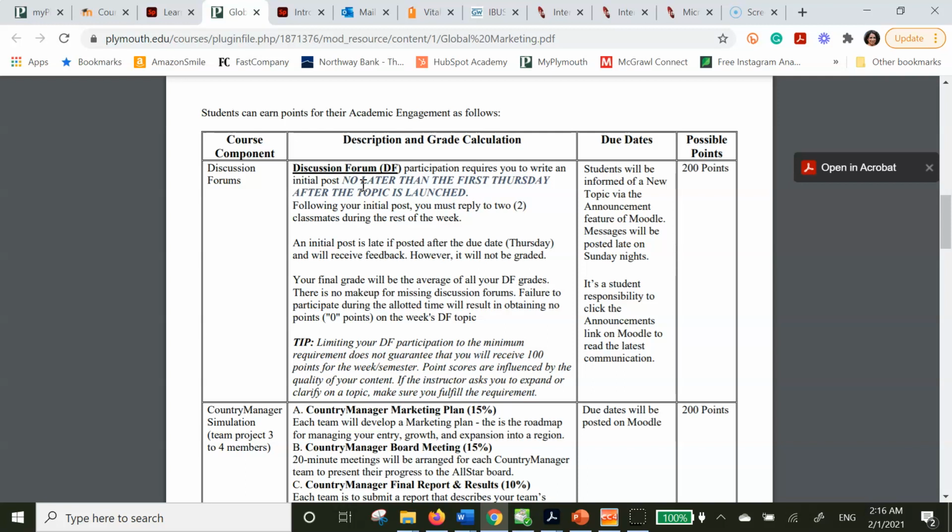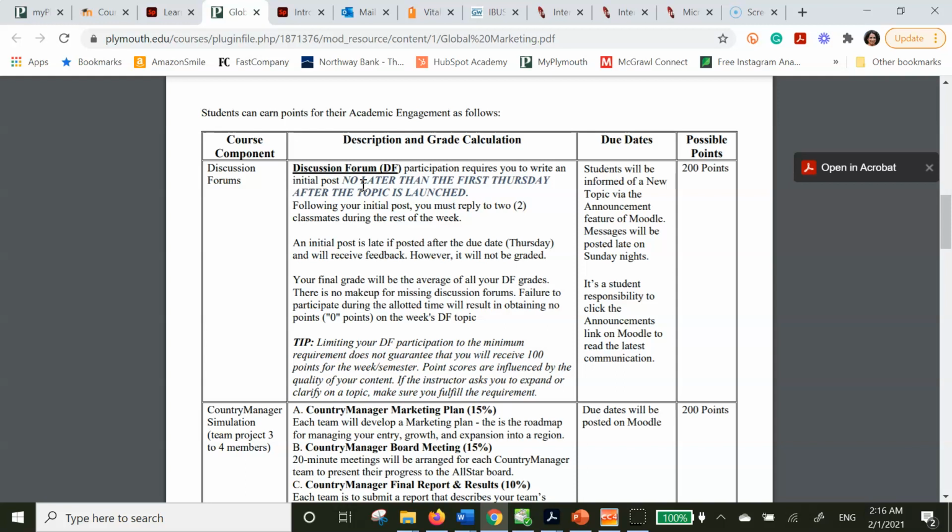So every week you can achieve 100 points in the discussion forum. 50 points are granted for your original post and 25 points for each of your replies. Now, participating 3 times doesn't mean that you're going to get 100 points. It all goes according to the quality of the work that you submit. So a rushed work is not going to get the full points.